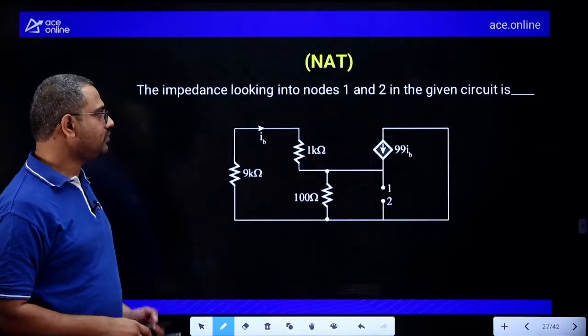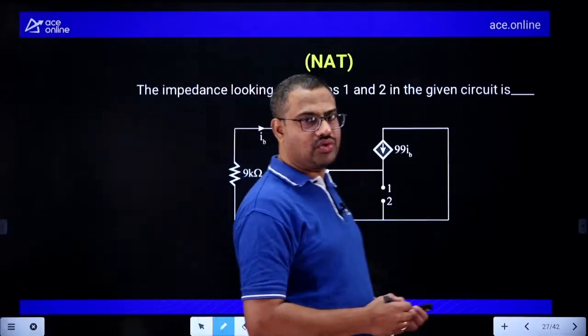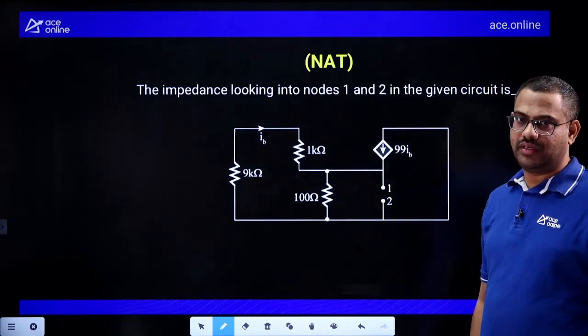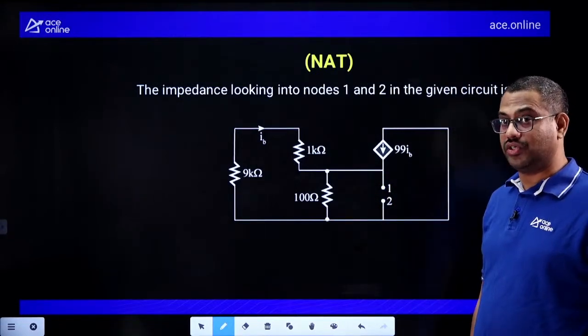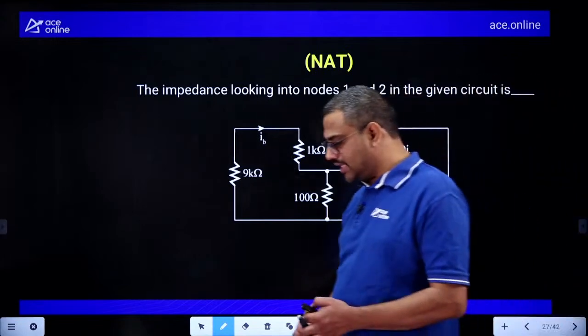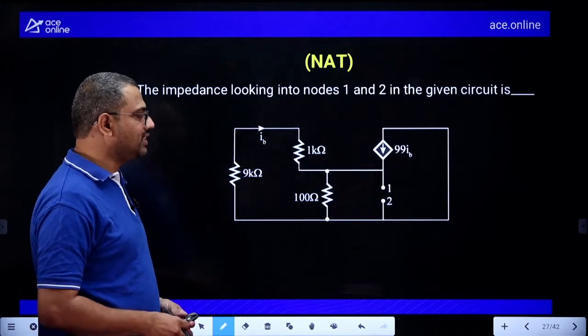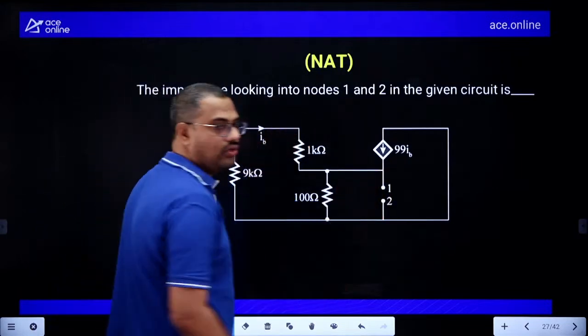Then, this is a NAT. Now this question he asked to give up to 2 decimal places accuracy. It is generally an integer, but 2 decimal places accuracy is also expected. What is the question asking? Listen now. The impedance looking at nodes 1 and 2 is dash. The impedance looking at nodes 1 and 2.